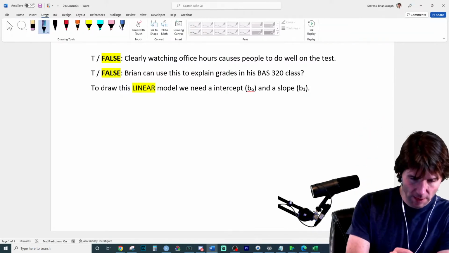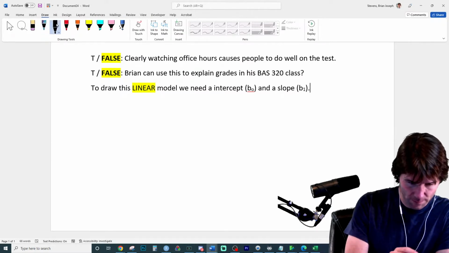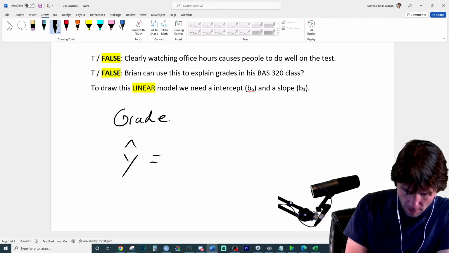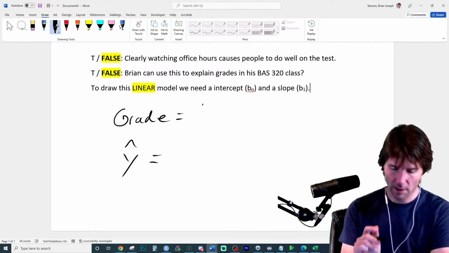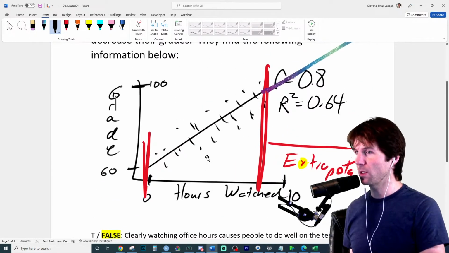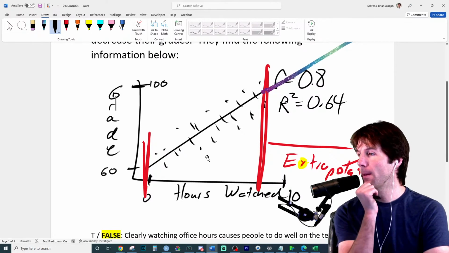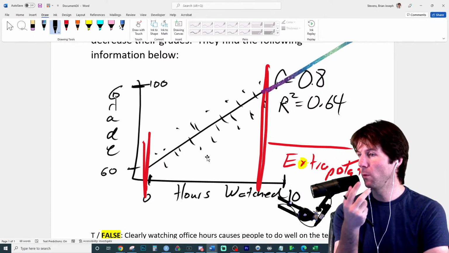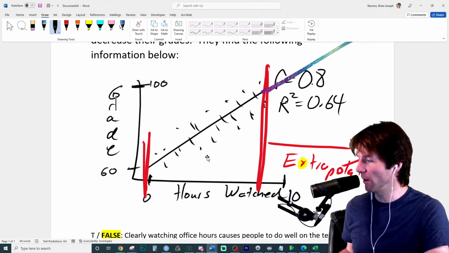Let's draw it. So if we had the equation, it might be grade, y hat, equals, and then what does the value of the intercept look to be about equal to? What is the value of the intercept? Just look at it visually and say, when hours watched is equal to 0.